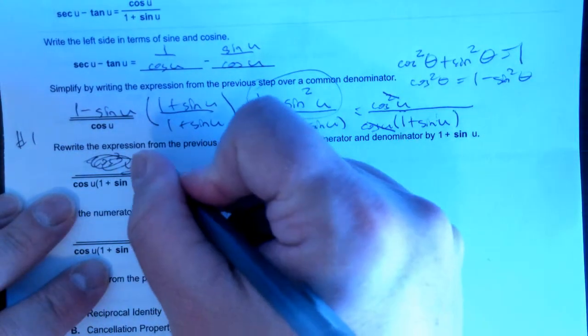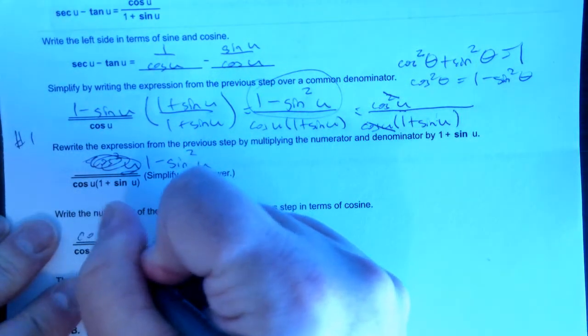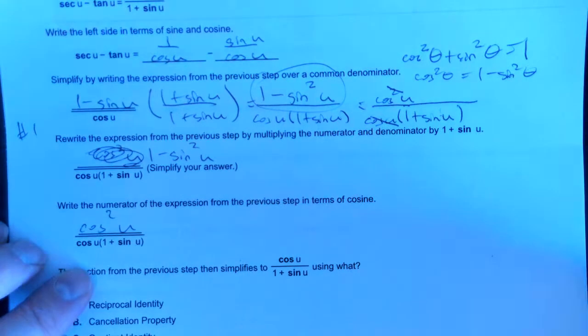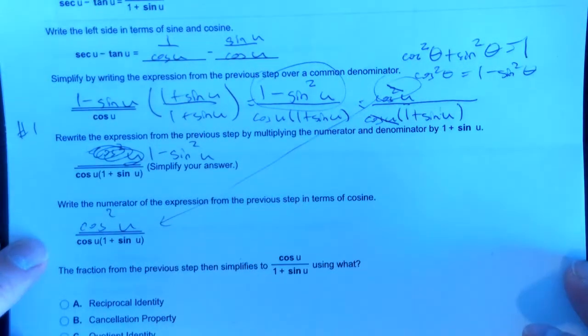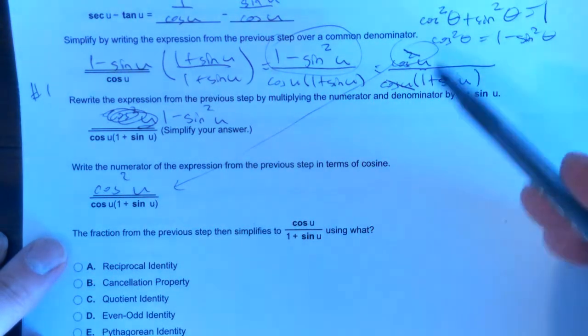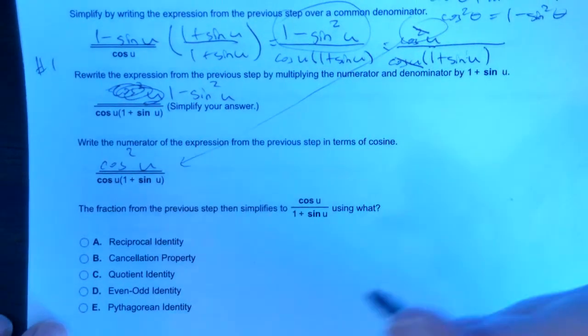This one goes here. And then your cosine squared goes there. So this one goes there. Then your 2 cancels with it from cancellation.